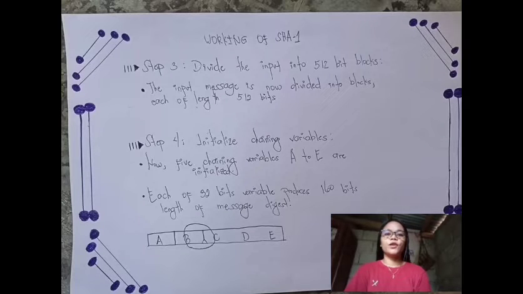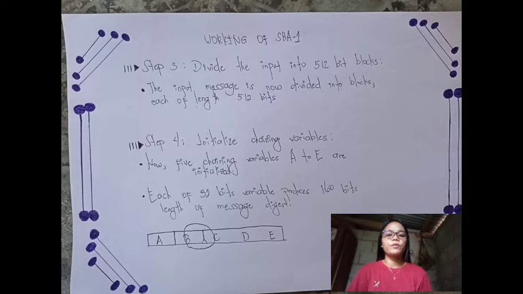And let us now move on to step number 3. We divide the input into 512-bit blocks. The input message is now divided into blocks, each of length 512 bits. And step number 4, initialize chaining variables. Now, 5 chaining variables A to E are initialized. Each is a 32-bit variable, and together they produce the 160-bit length of the message digest.